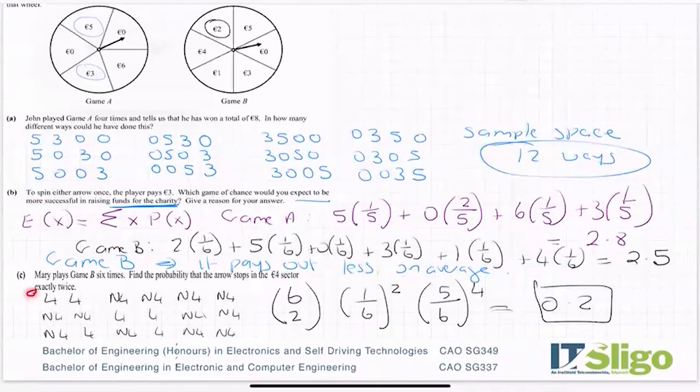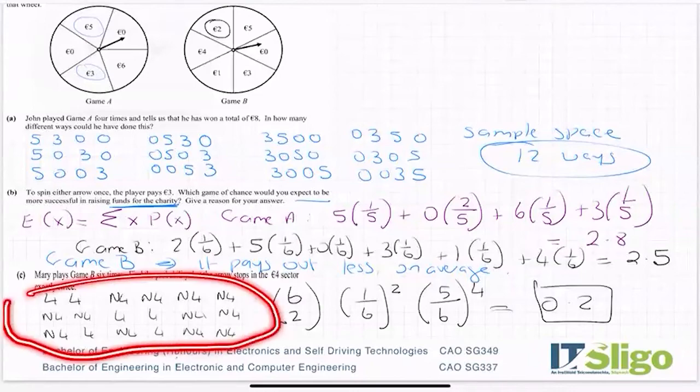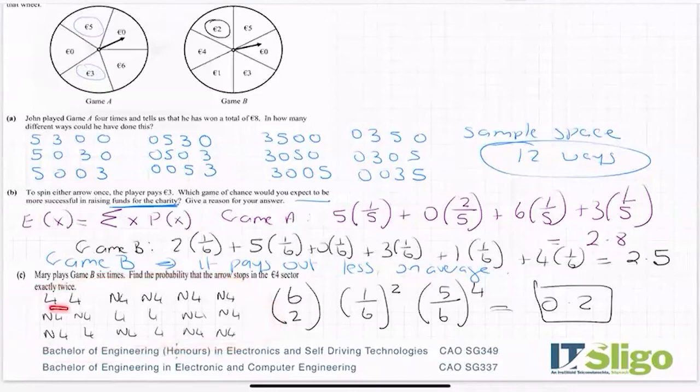So in fact, there's 15 ways that we can write out options of how Mary would get the €4 exactly twice out of those 6 games. But thankfully, we don't have to write them out and think of them all. 6 choose 2 takes care of it for us.